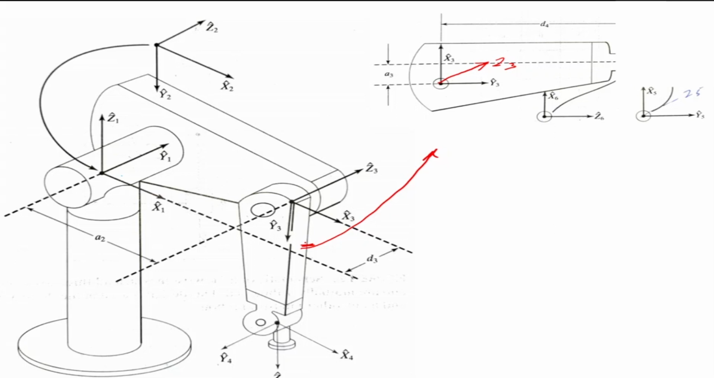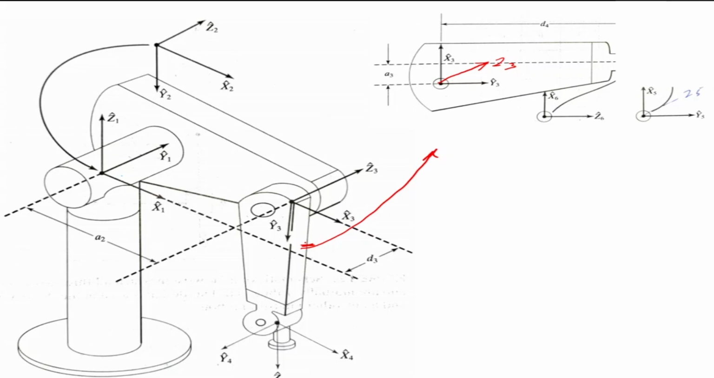Z4 is the roll axis, which is shown here. This is my roll axis. The pitch axis is this one. This is the Z5 axis, which is pitch. And Z6 is back this side. It's my Z6 axis. So the roll, pitch, yaw axes are at the wrist and they're intersecting.